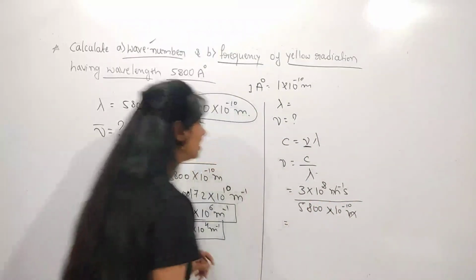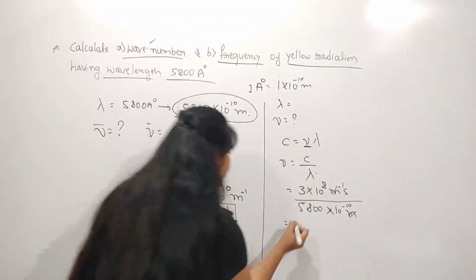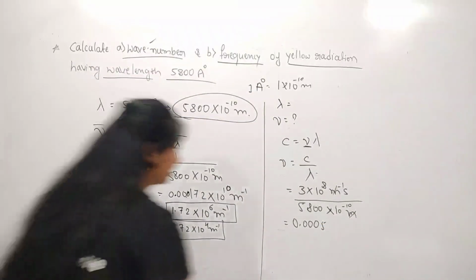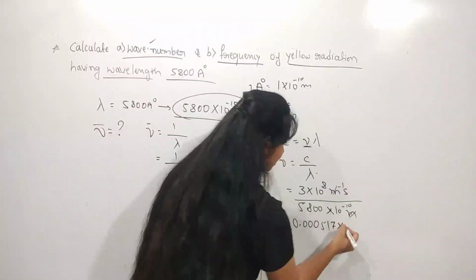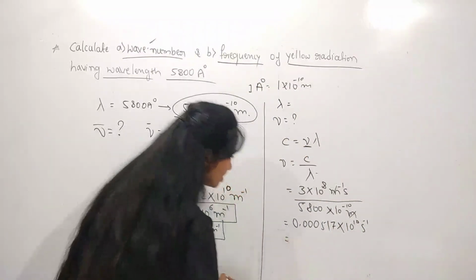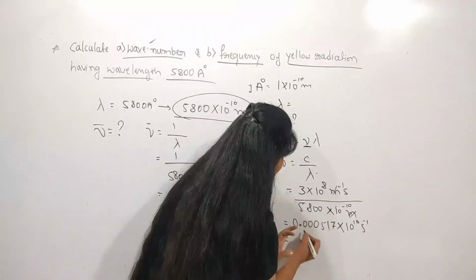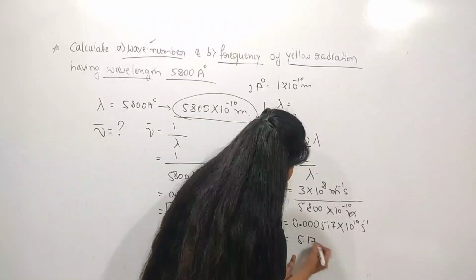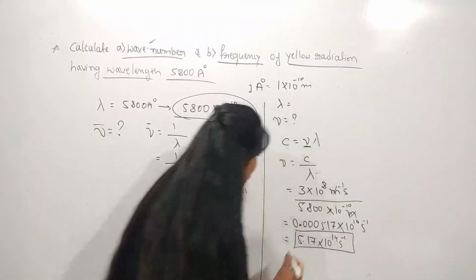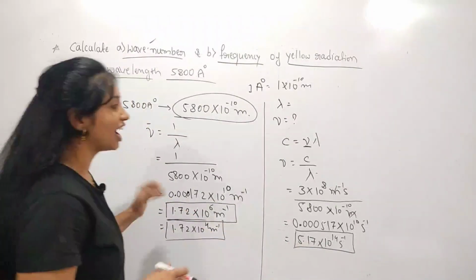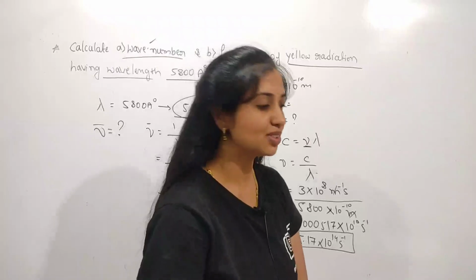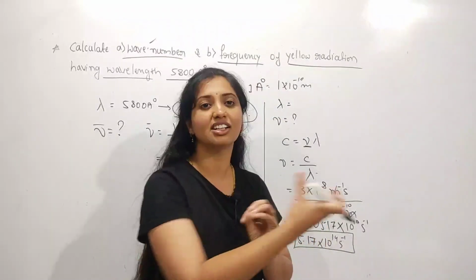3 by 5800 is 0.000517 into 10 raised to 10 per second. See here, I shift this decimal point after 4 digits, then 5.17 into 10 raised to 14 per second. So this is our value. This is our answer. I hope you got clear about these numericals based on electromagnetic radiation. In our next class, I wish to tell about electromagnetic radiation in terms of particles.